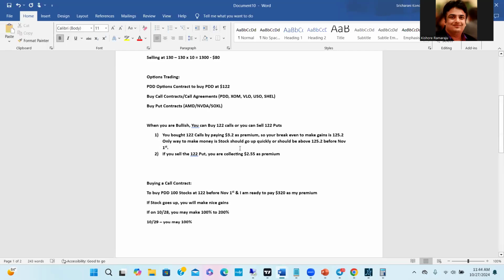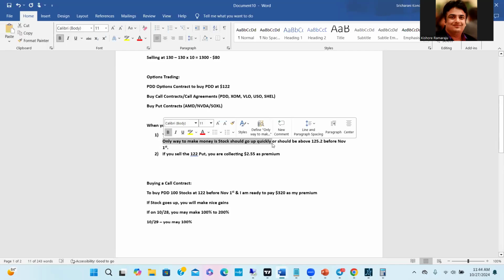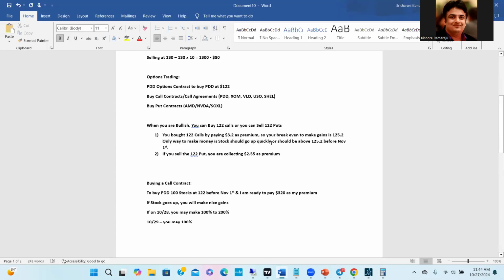If it goes tomorrow itself, if it goes to 122 to 123 also, you'll make profit, right? Or if it goes to 124, you bought at 122, it immediately goes to 122.5, you'll make. Or if it is very slowly moving, then minimum it should go above 125.2 before the first, then only you will make profit. But if you sell the put, you are collecting premium.